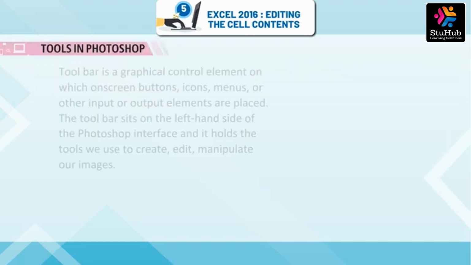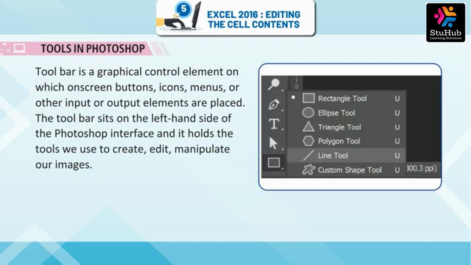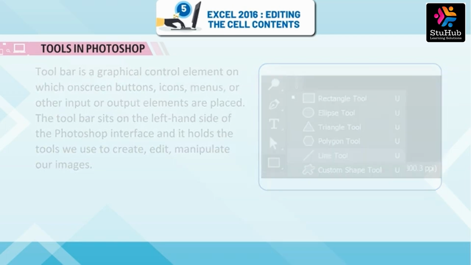Tools in Photoshop. A toolbar is a graphical control element on which on-screen buttons, icons, menus, or other input or output elements are placed. The toolbar sits on the left-hand side of the Photoshop interface and it holds the tools we use to create, edit, and manipulate our images.